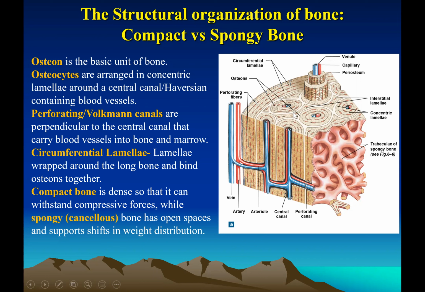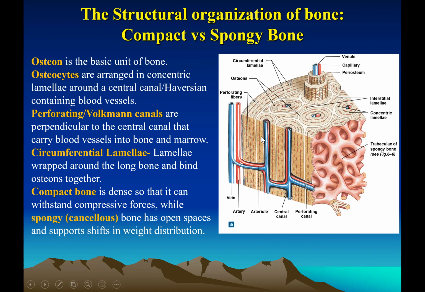The interstitial lamellae are found in between the osteons, and the lamellae that go around, binding all the osteons together, are called circumferential lamellae. And then the protective layer of the bone is called periosteum. You can see how the arteries and veins from there are going to perforate into the bone. They are called perforating canals or Volkmann canals, through which the artery and the vein will go, carrying blood and nutrients to all the osteocytes.